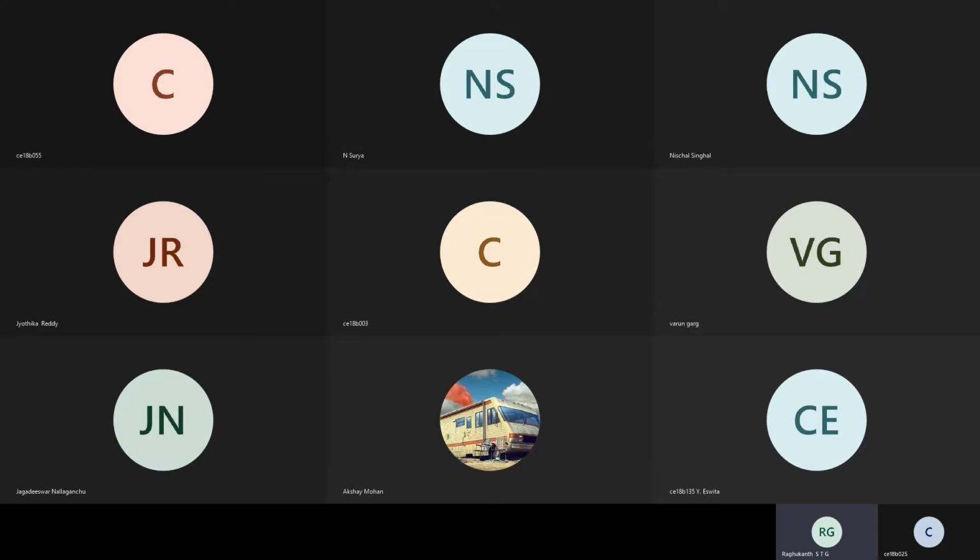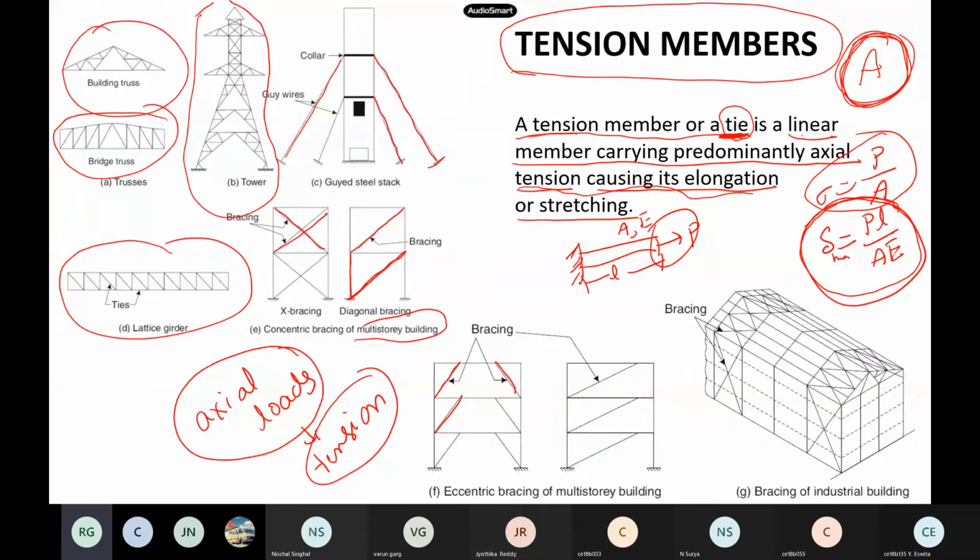Yes. So you are able to see the screen, right? Yes, sir.